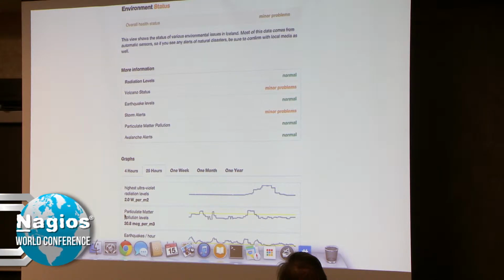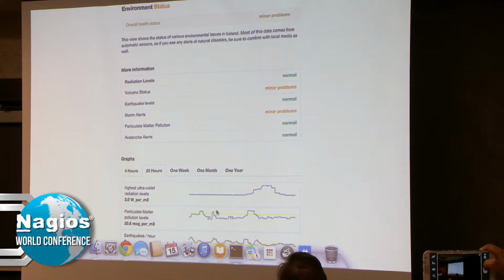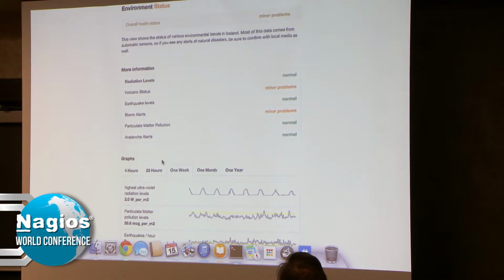Particulate matter pollution. I know big cities often worry about that, as traffic especially can cause it. Volcanoes can also cause it. And you can see that we go above warning levels quite a few times today. Let's see. This whole week, actually, we've been going over pollution levels.